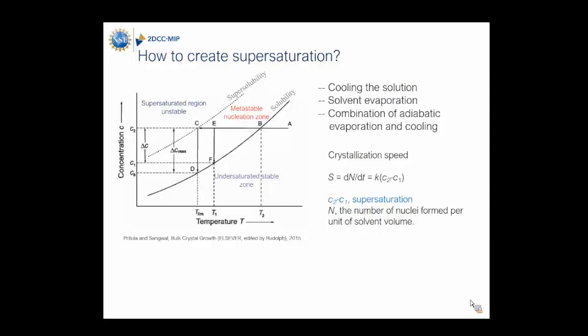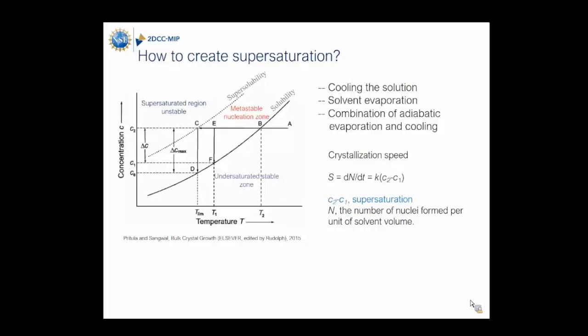The other approach is solvent evaporation. At a finite temperature, if you evaporate the solvent, the concentration will increase, right? If you start from here and evaporate the solvent, the concentration will increase. It will enter first the metastable and then the supersaturated region, right? So that's the second approach. Or you can do a combination of cooling and evaporation.